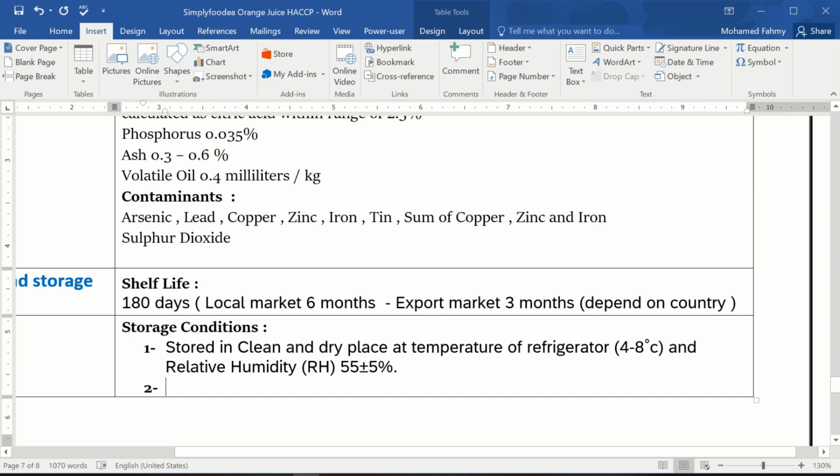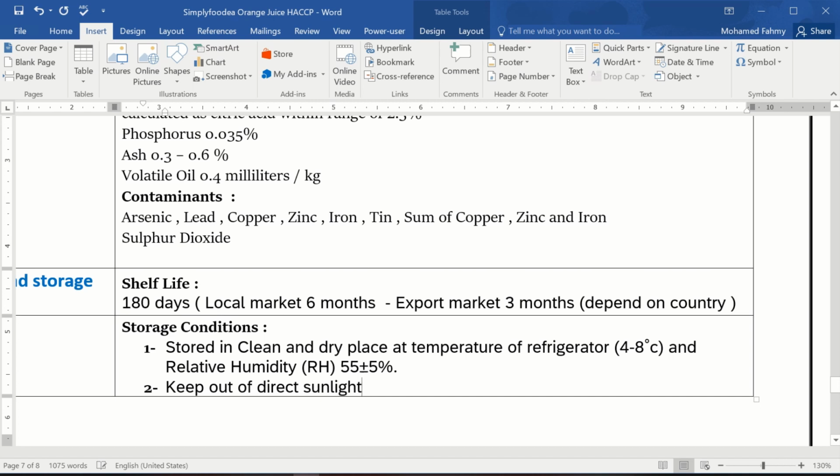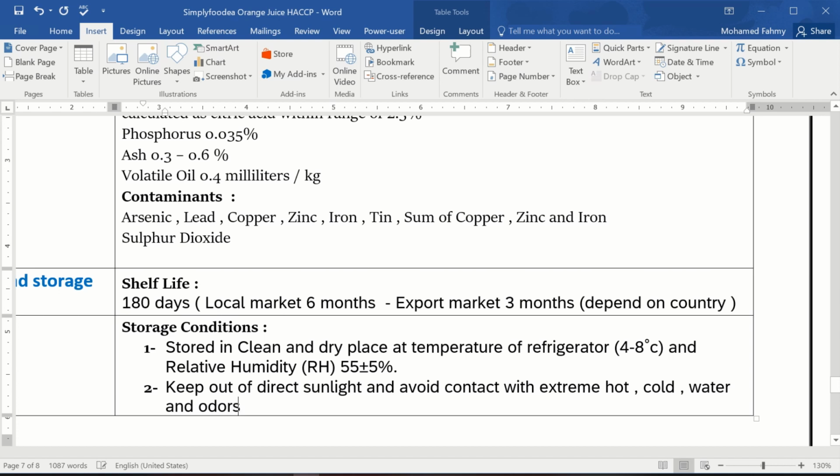There are also many other points. Keep out of direct sunlight and avoid contact with extreme hot, cold, water, and odors. Why odors? To avoid tainting.